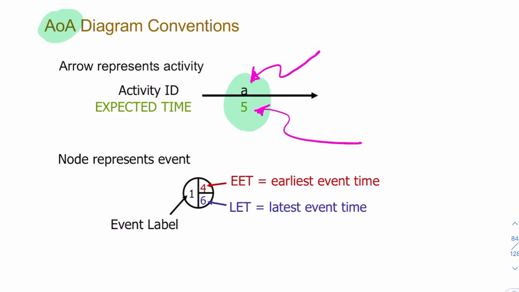Now, at the node, we have something called an event label, which could be a number or a letter or a word. And then we have the earliest event time and the latest event time. That can be a date, or it can be a duration from the start of the project. So in this case, event label 1, the earliest it can happen is after 4 days or weeks or months, whatever the unit is, and the latest is 6.